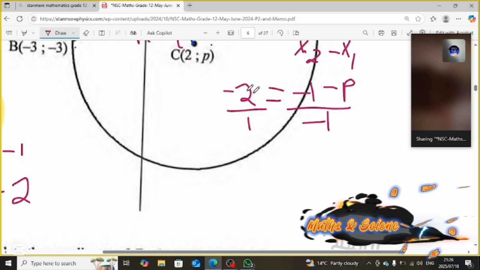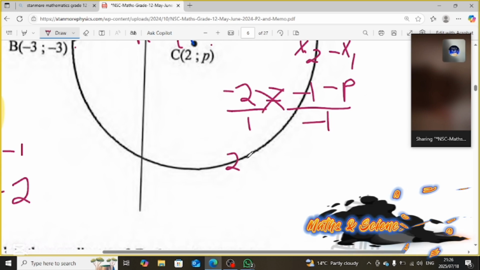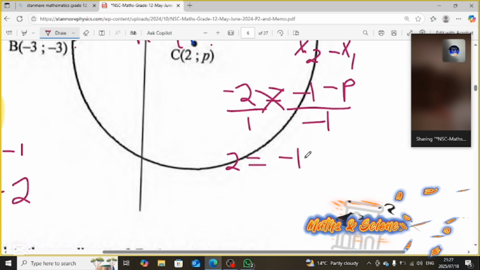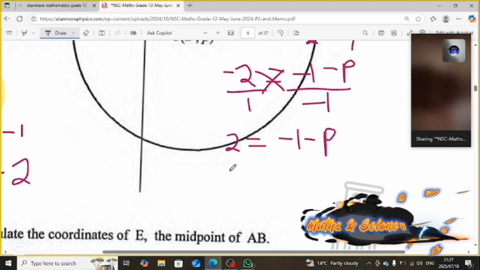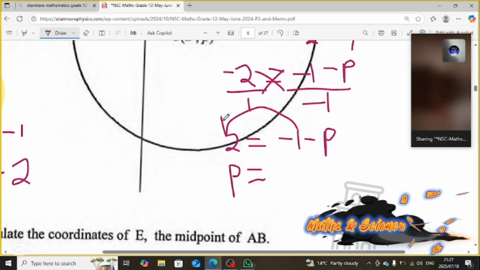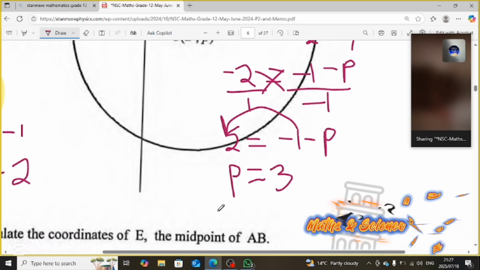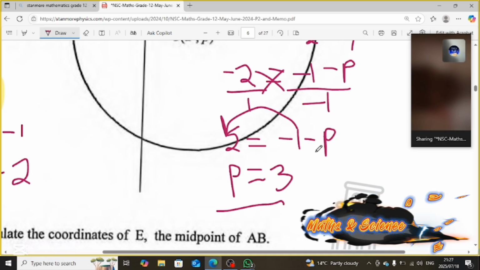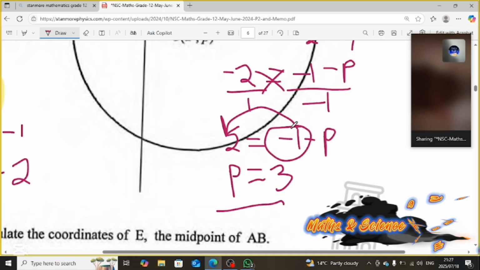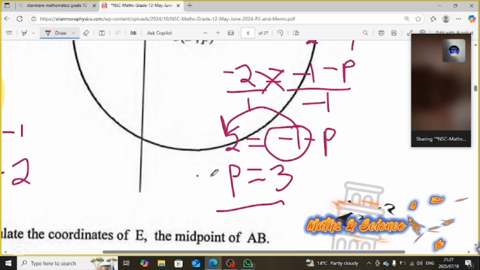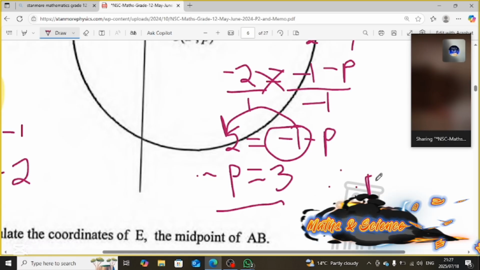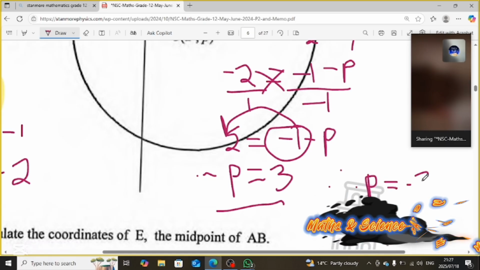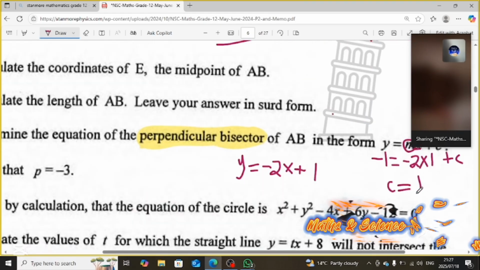Then we cross-multiply fractions, giving us 2 equals -1 minus P. Then P equals, transposing -1 to the left of the equal sign, giving us P equal to 3. Mind you, we only transposed -1 to the left of the equal sign. P is actually negative, dividing by a negative, therefore P equals -3, QED.